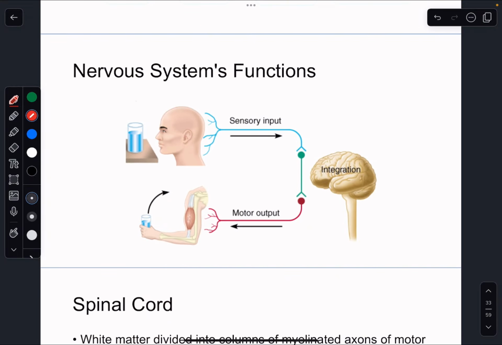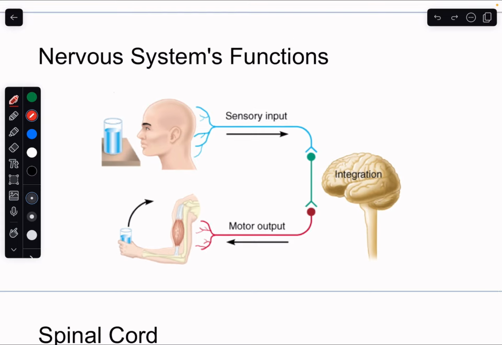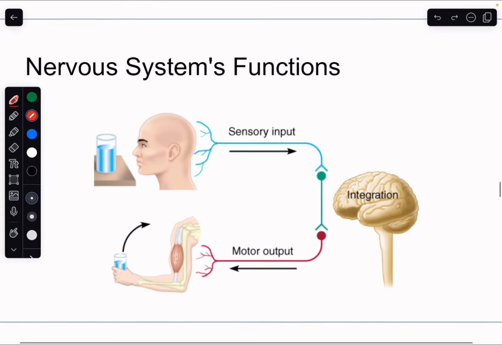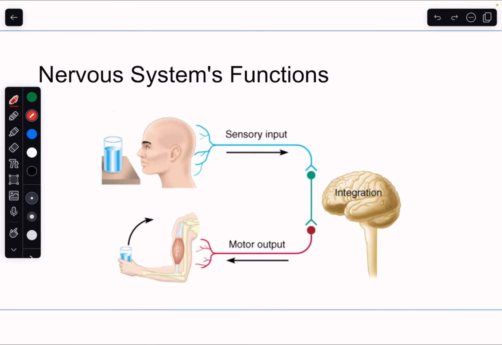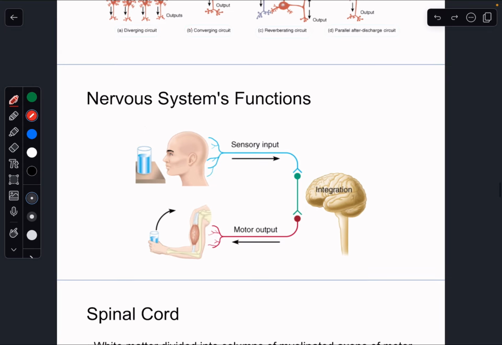Nervous system function. It starts off in the sensory input, it is integrated, and now we work it out in our motor output. So what I'm assuming this picture says is your body telling you you're thirsty, therefore you tell your brain to move your muscle to grab water and drink.